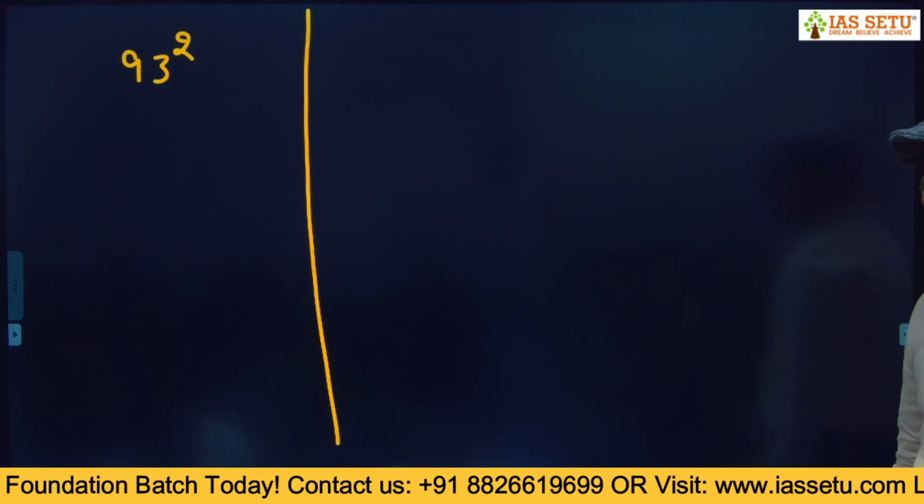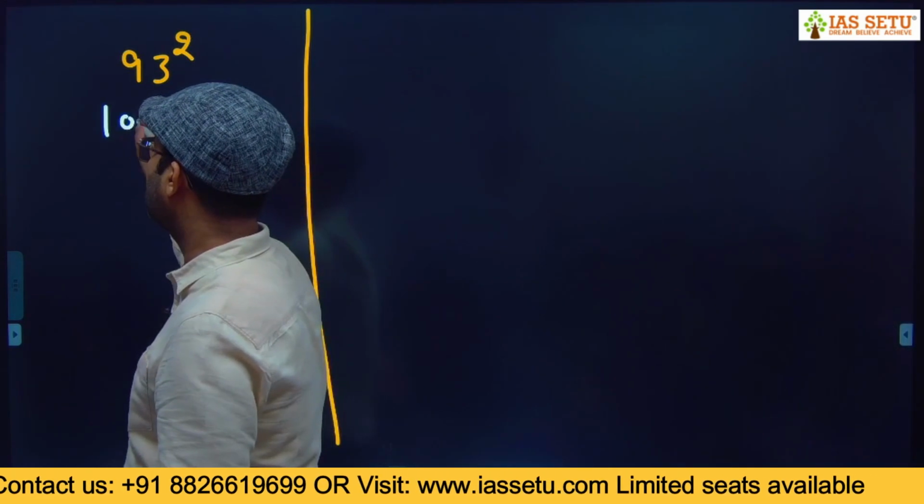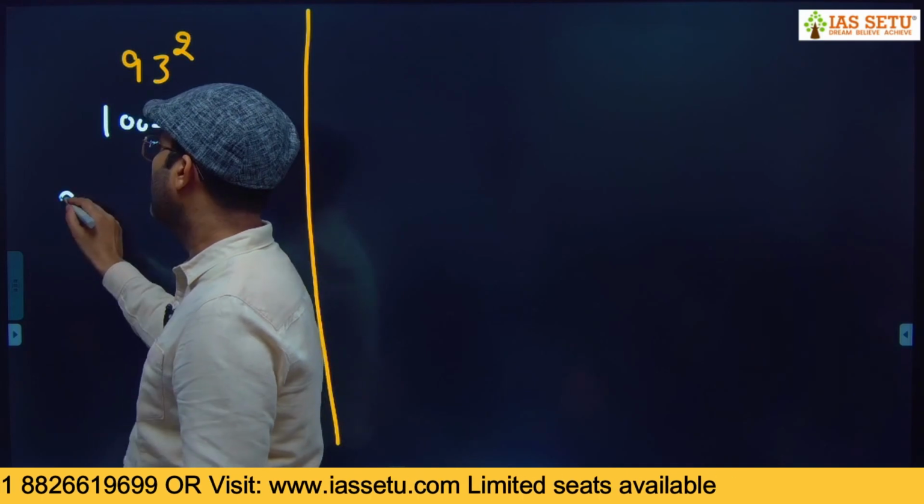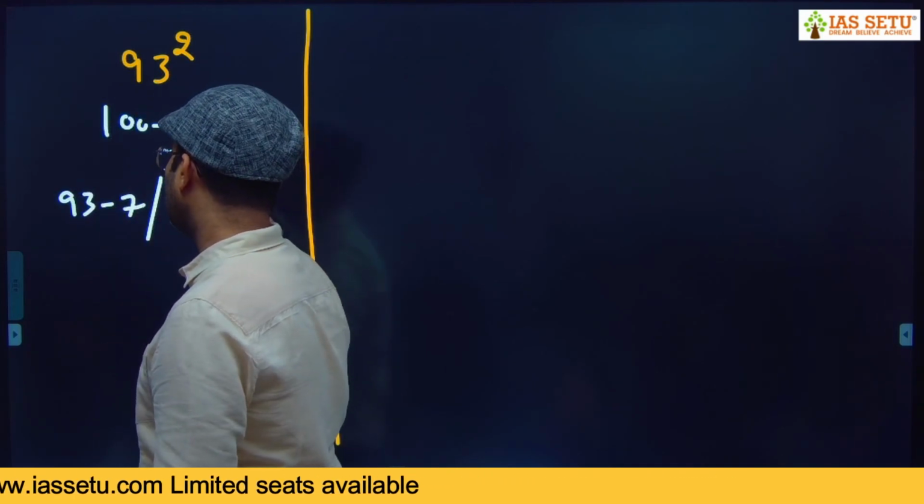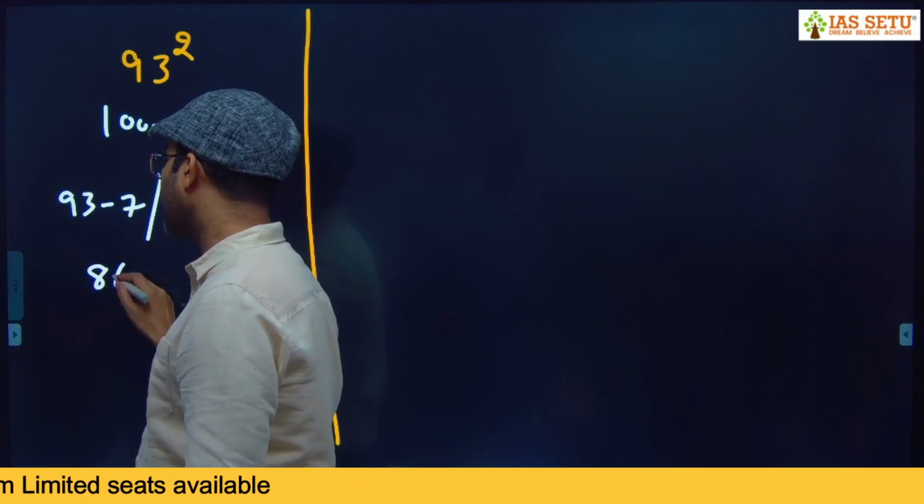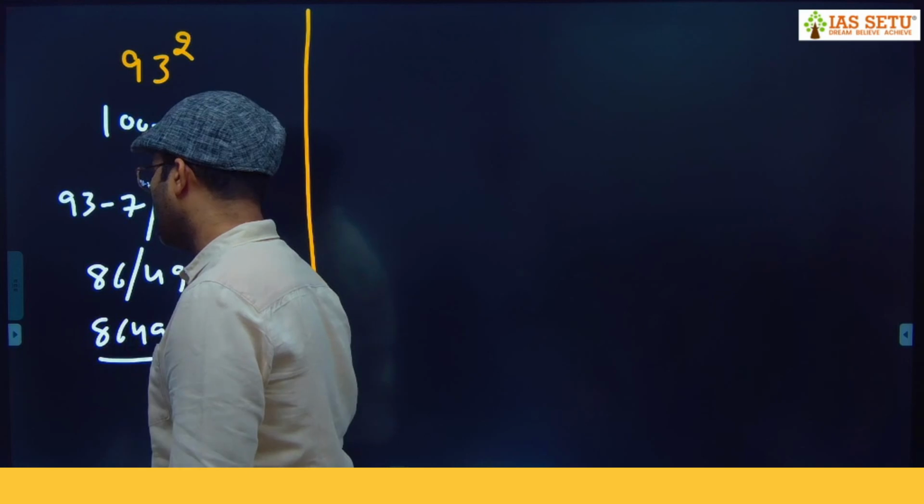Done. What is your answer? 8649. Because it is 100 minus 7, so the left side value is 93 minus 7, and the right side value is minus 7 square, so it is 86. What is 7 square? 49. So it is 8649. Nothing to carry forward.